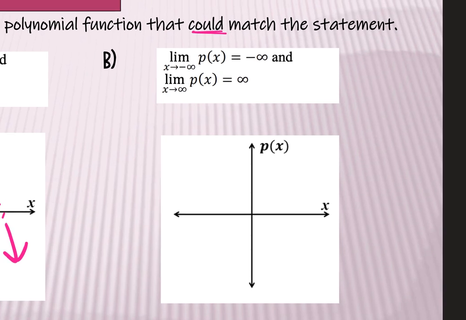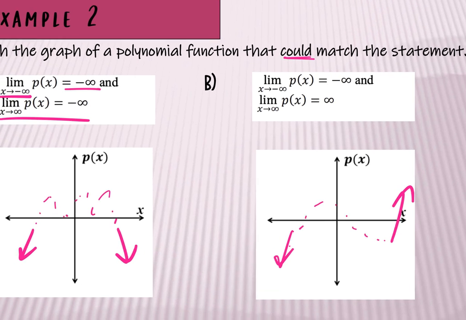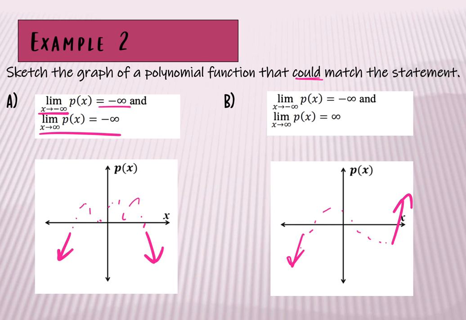All right, B. What's happening as x approaches negative infinity? It's falling. And as it's approaching positive infinity? It's rising. So again, we have no idea what's happening in between here. All we know is the ends of the graph. Still good?